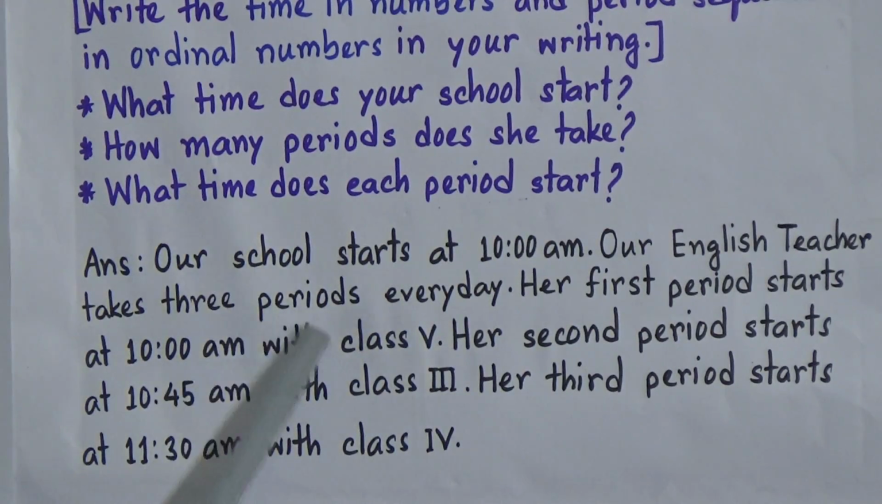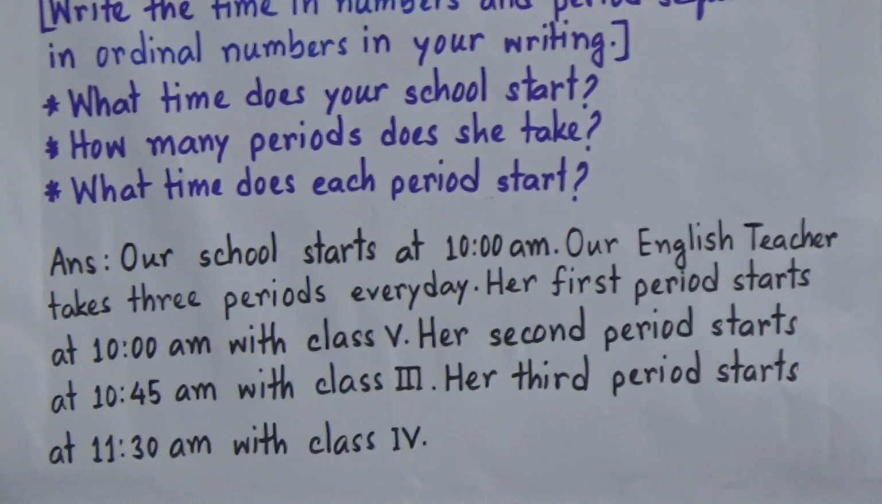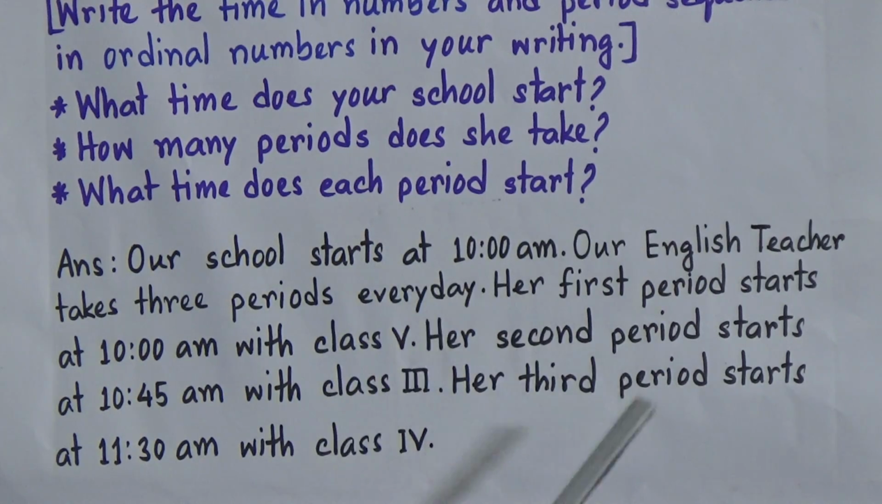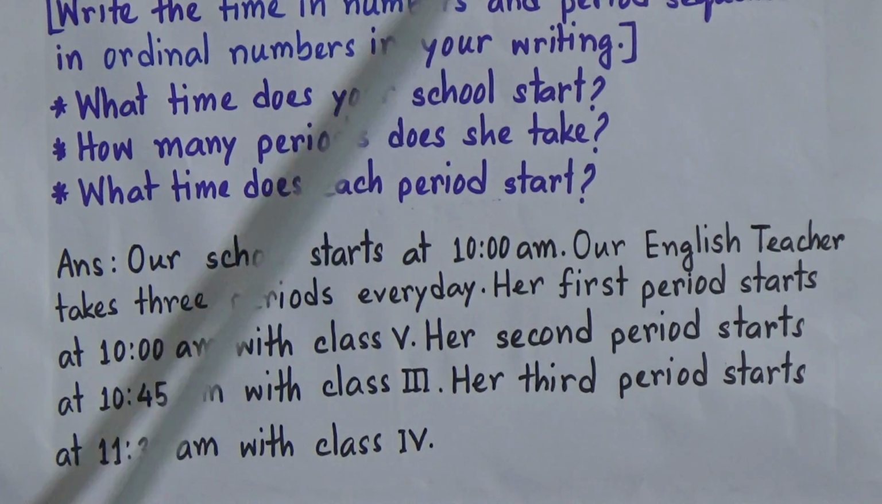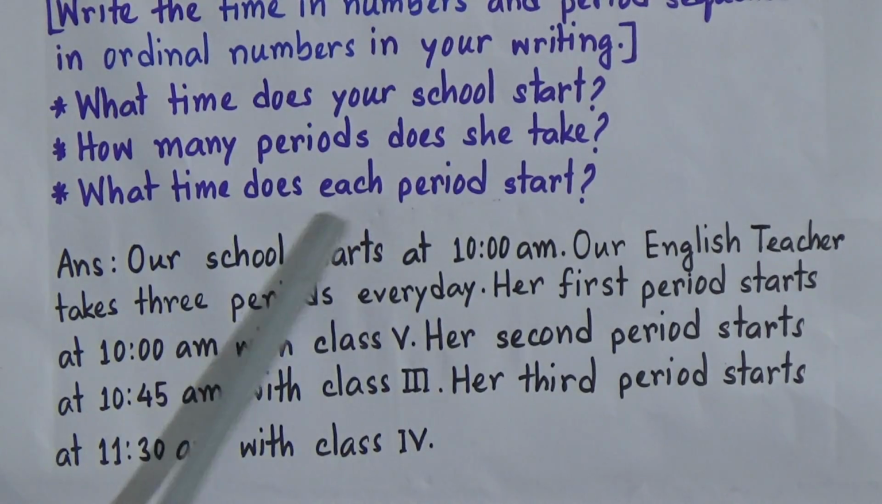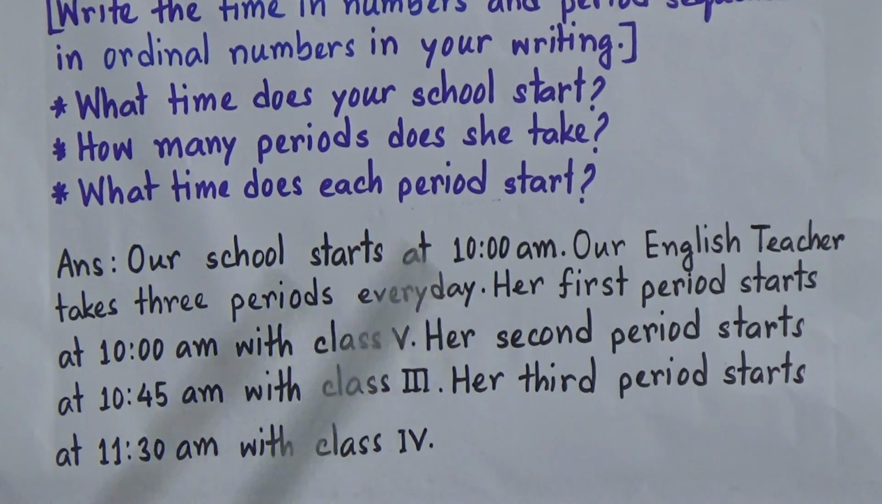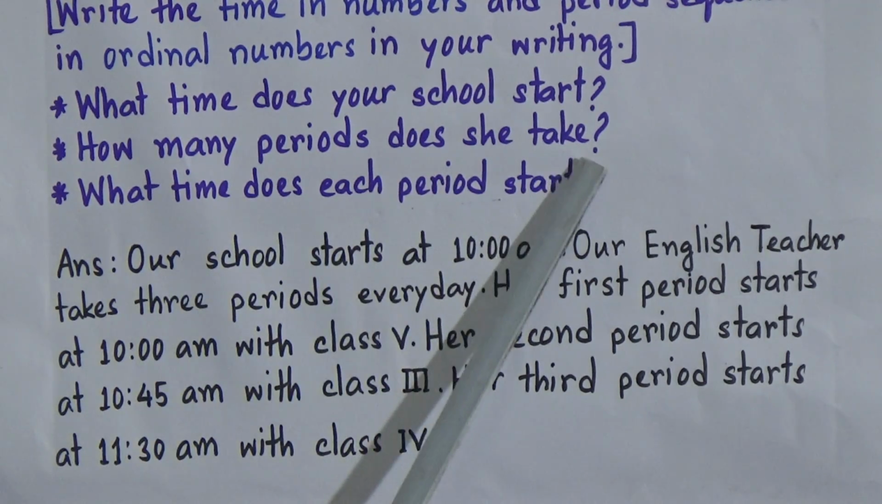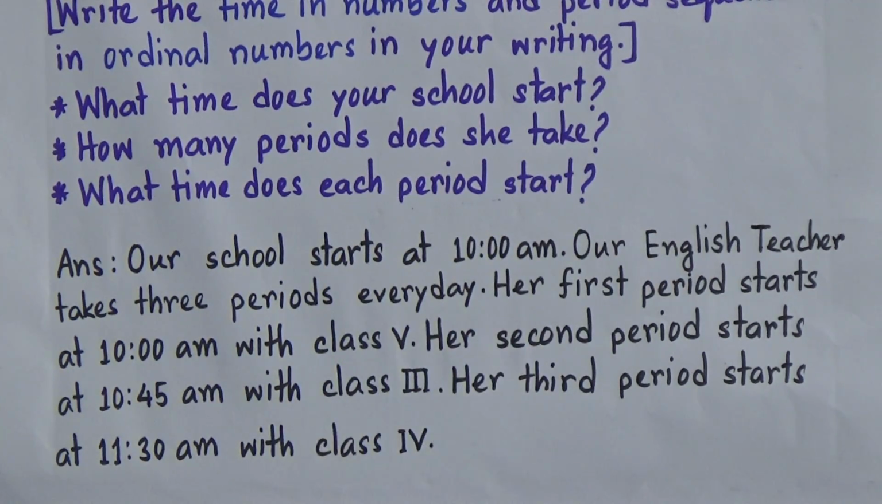So, whenever you are going to write the answer, you can change the time according to your wish. You do not need to write 10 a.m. here, or you can write 8 or 9 a.m. But you need to follow this instruction. You need to use these key points in your writing. That means, how many periods does your English teacher take? You need to mention it here. Maybe she takes 4 or 5 periods every day. So, you will write your answer like this. You can make your own answer or you can follow this answer also.